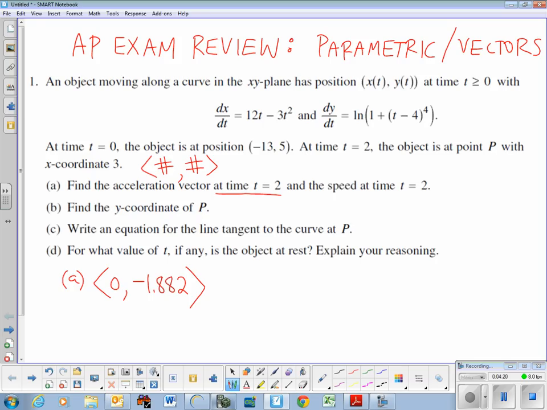An acceleration vector in general could be in terms of t, in which case you would just take 2 derivatives and put them in there. But at time equals 2 means we need a number.